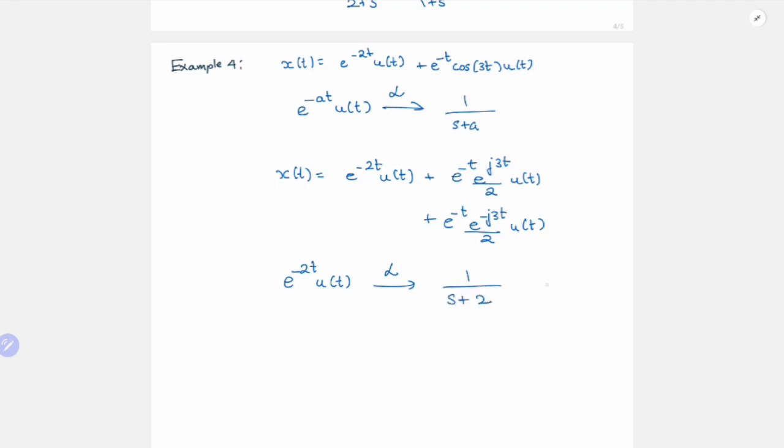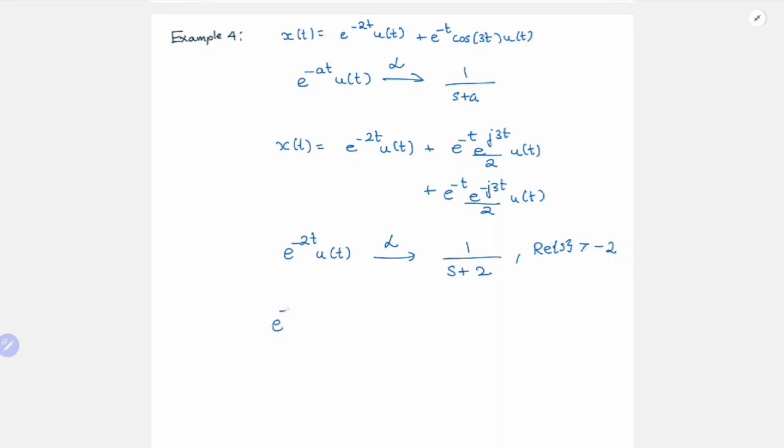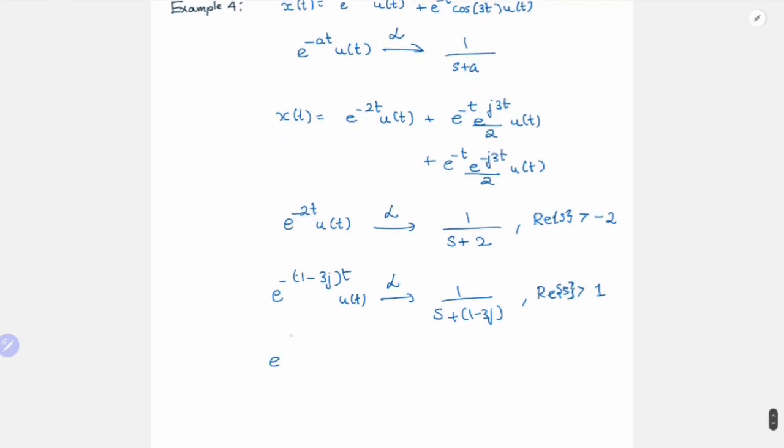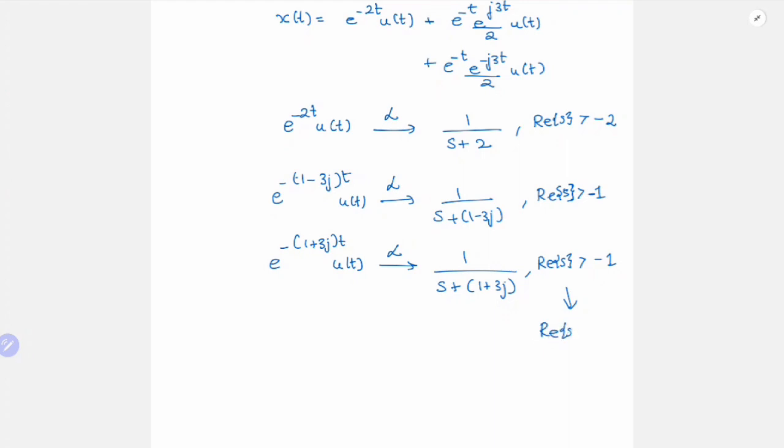This will give me 1 by s plus 2, and real of s should be greater than minus 2. And I have e power minus (1 minus 3j) t u of t. The Laplace transform of this will be 1 by s plus 1 minus 3j, and real of s should be greater than real of 1 minus 3j, which is 1, right? And e power minus (1 plus 3j) t u of t has Laplace transform 1 by s plus 1 plus 3j, and again, sorry, here also minus real of 1 plus 3j, which is minus 1 itself. So the common region of convergence is real of s greater than minus 1.